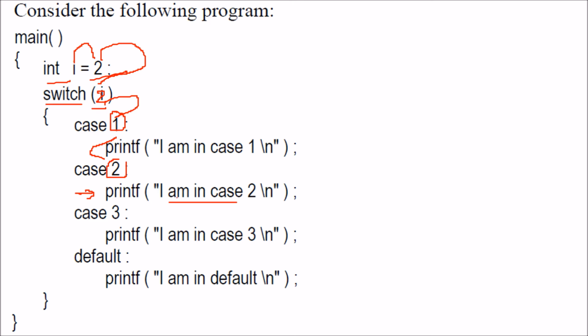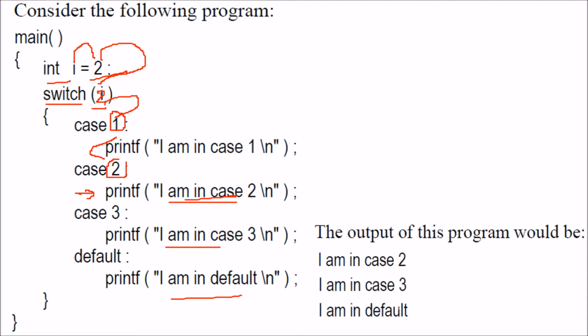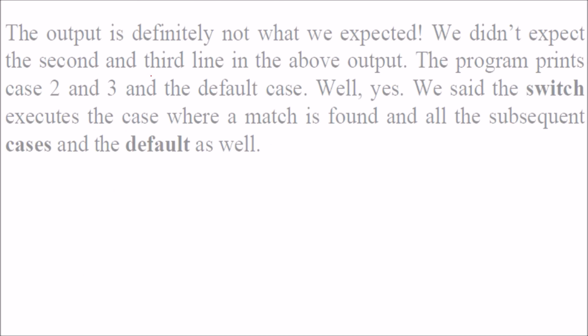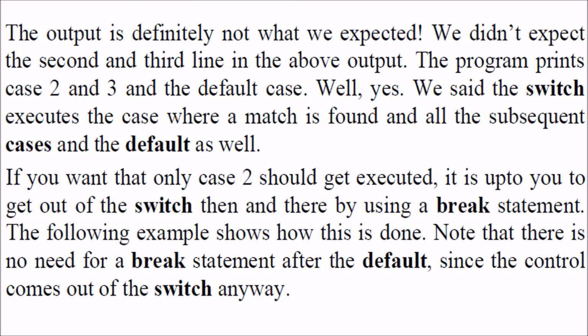But if we see the result, we'll find I am in case 2, I am in case 3, I am in default. All these 3 lines will be printed. So we just want this line to be printed because this case 2 is matching with the input value. For that, what is the possibility if we want to just come out of the switch when this case is actually matching? Then we have to use a break. We use a break in order to come out of the innermost loop.